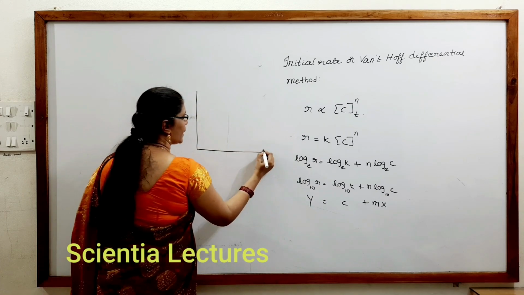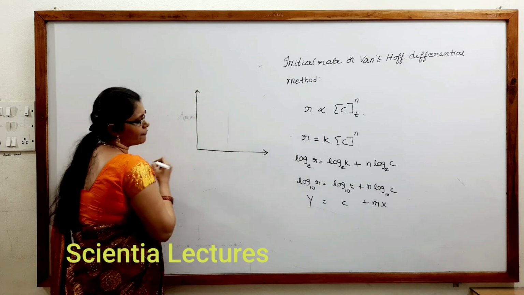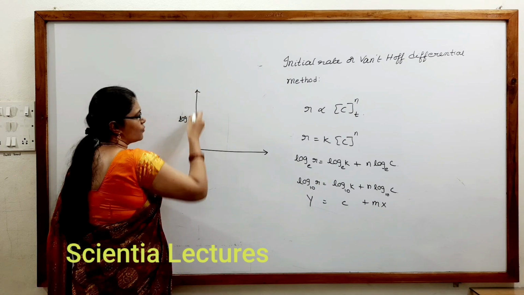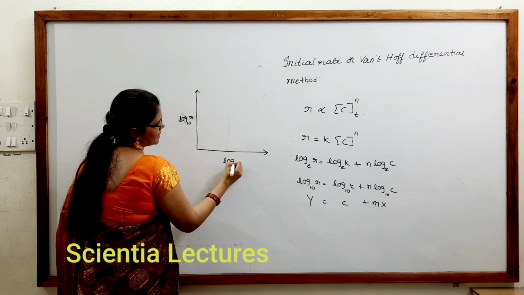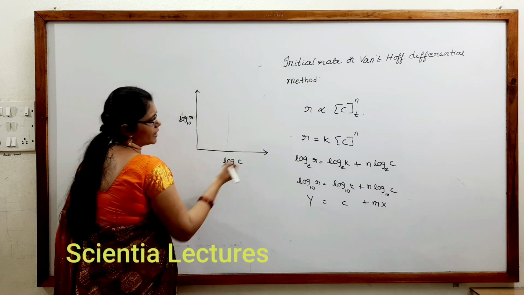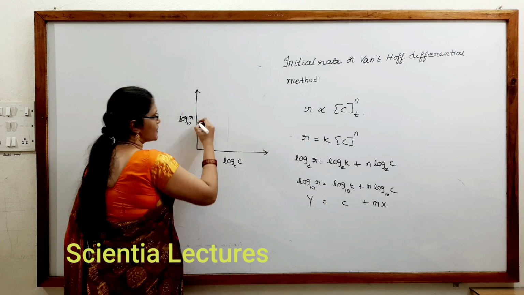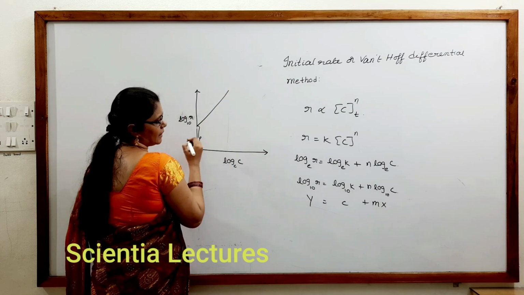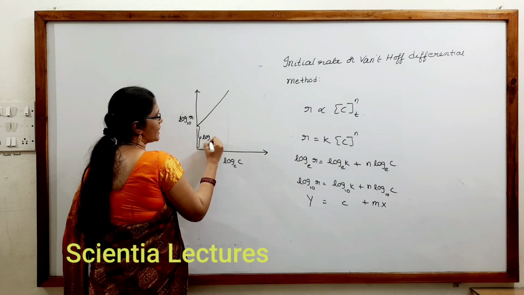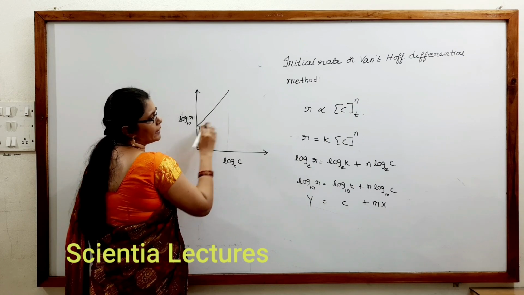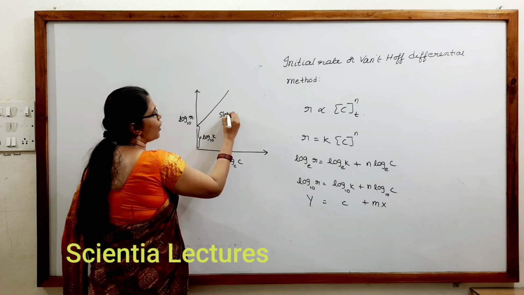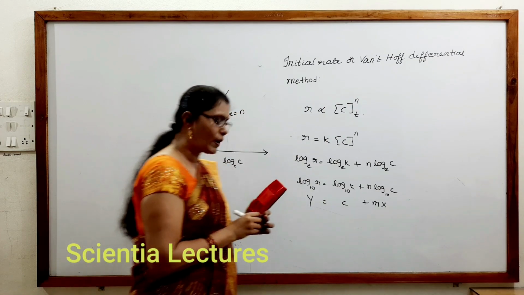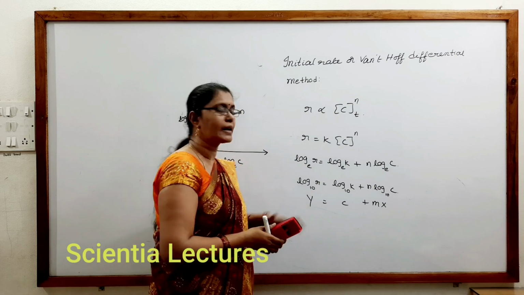So if you take a graph of log base 10 rate of reaction on the y-axis and log base 10 concentration on the x-axis, you can observe it comes with a positive slope, with y-intercept equal to log base 10 k, and its slope must be equal to the order of reaction if such a graph is given to you. So listen carefully to what they are trying to say in the Van 't Hoff differential method.